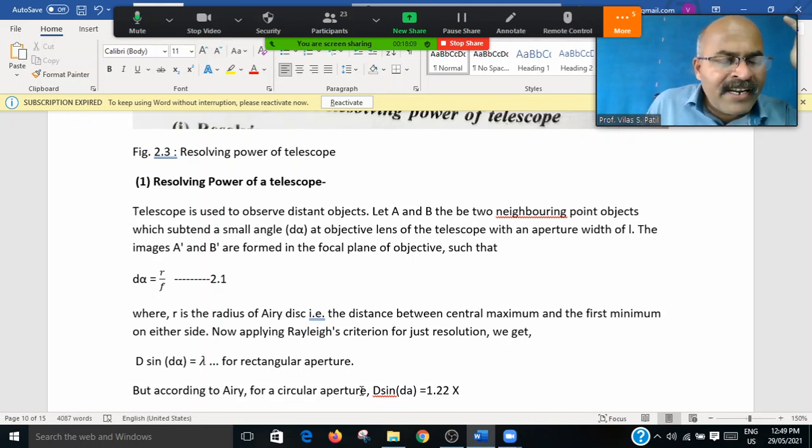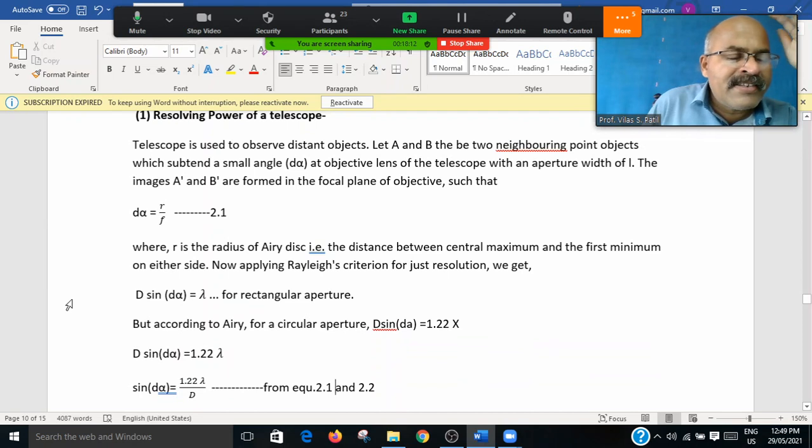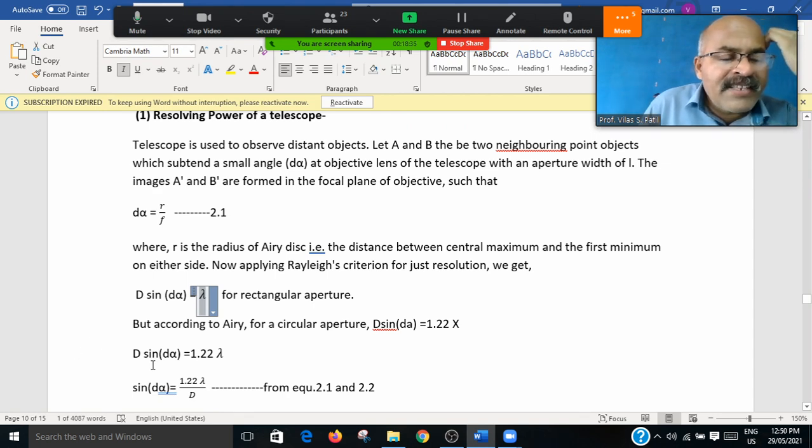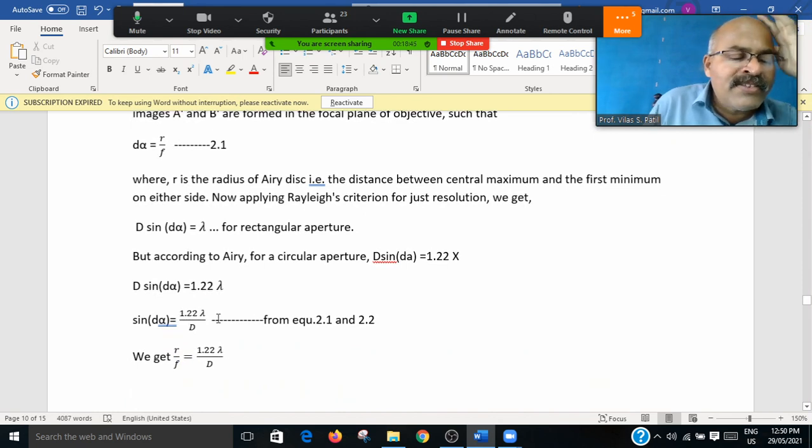Applying the Rayleigh criterion here, for a rectangular aperture d sin alpha is equal to lambda. For a circular aperture, d sin alpha is equal to 1.22 lambda. So d sin alpha is equal to 1.22 lambda, and sin alpha is equal to 1.22 lambda divided by d. I just multiplied by d on one side and divided on the other.